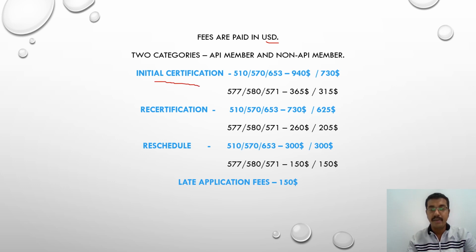For initial certification, 510, 570, 653: API member $940, non-API $730. For supplementary courses 571, 580 and 577, it is $365. It is for one course only. Don't consider this all together. If you go for 510, $940. If you go for 570, it is $940. If you go for 653, it is $940. Okay, similarly here 577, 580 and 571 is $365 for non-API member and $315 for API members.